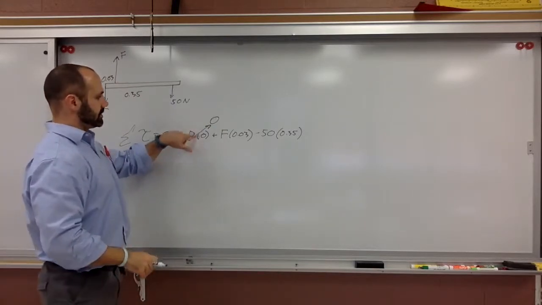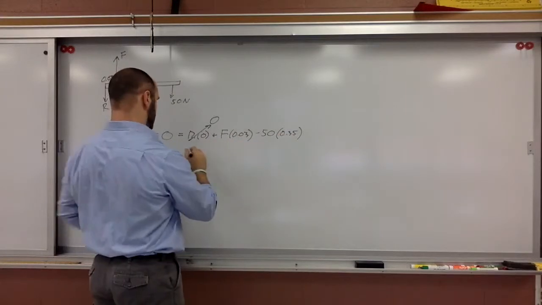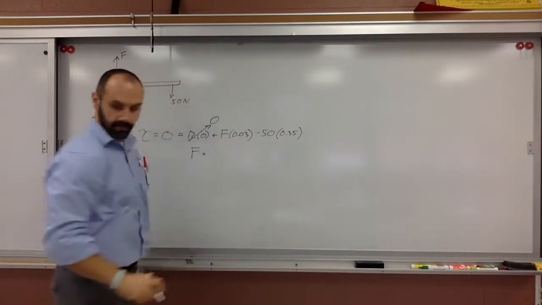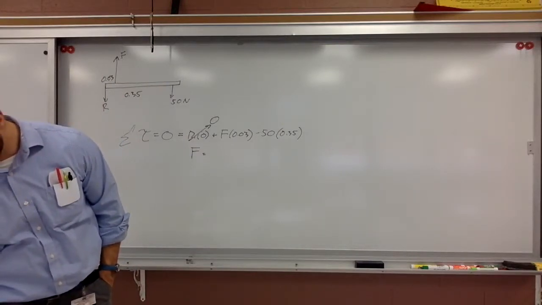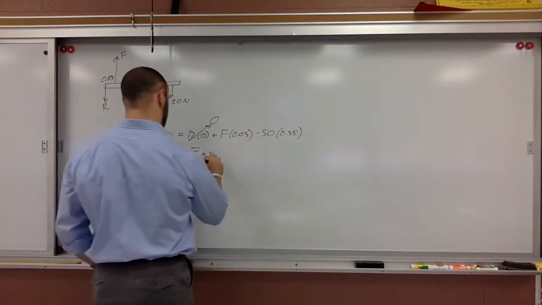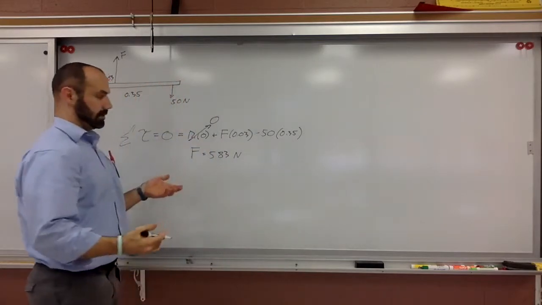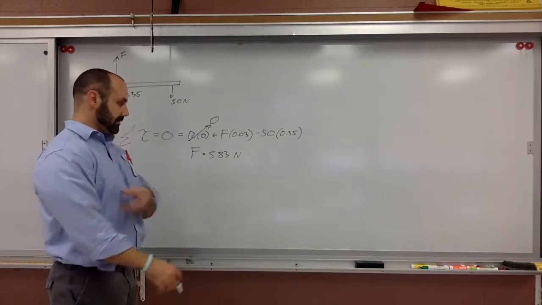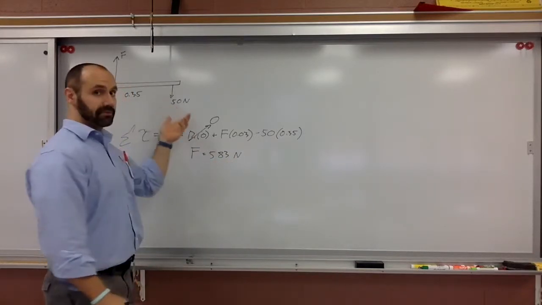And so here, this is 0. Now I can solve for F, right? 0 equals this. So it turns out that the force of the bicep is 583 newtons. So you can see the inefficiency here. The muscle itself has to exert 583 newtons of force to lift a 50 newton object.